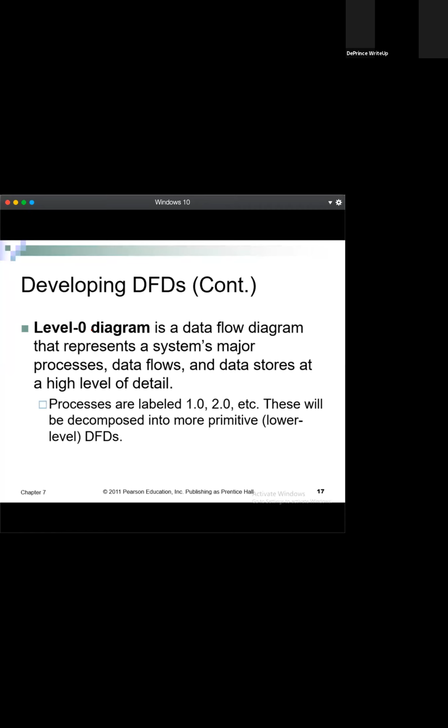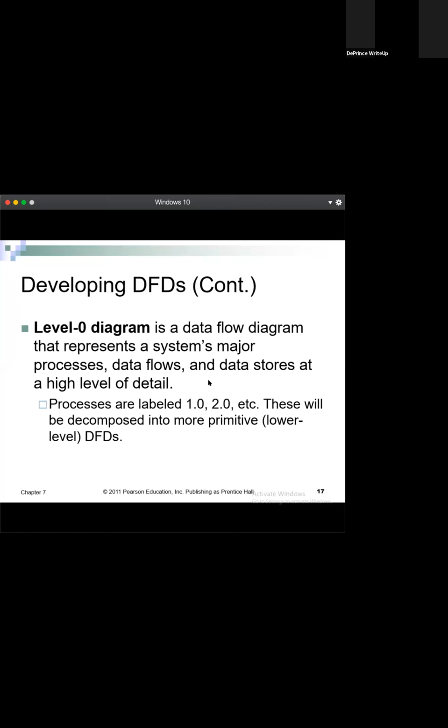Now we'll look at data flow diagram level 0. What happens in data flow diagram level 0? It is a data flow diagram that represents a system's major processes, data flows and data stores. So now you will need to add the repository and all the major processes in the data flow diagram, okay?